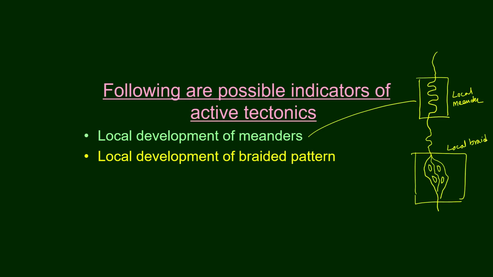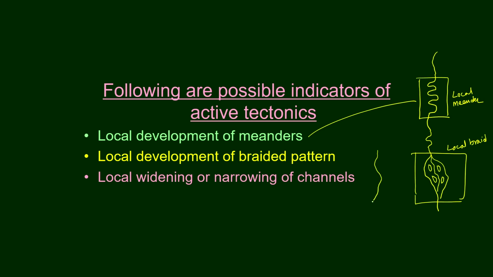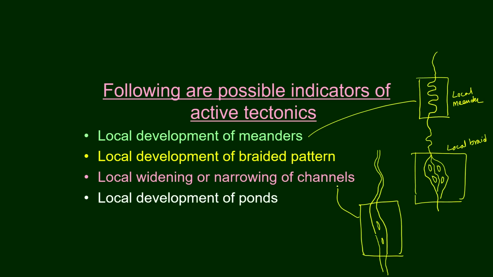Okay. Then local widening and narrowing of the channel. Local widening and narrowing is when you have a narrow channel and then suddenly you see the channel widening up, here. Of course, slightly some bars will be there, but this is your local widening of the channel, and then local ponding of the channel.